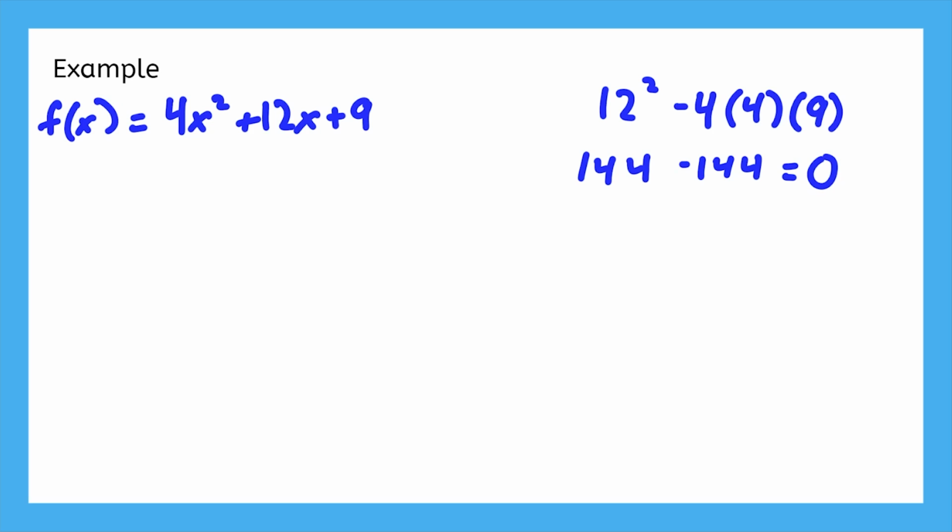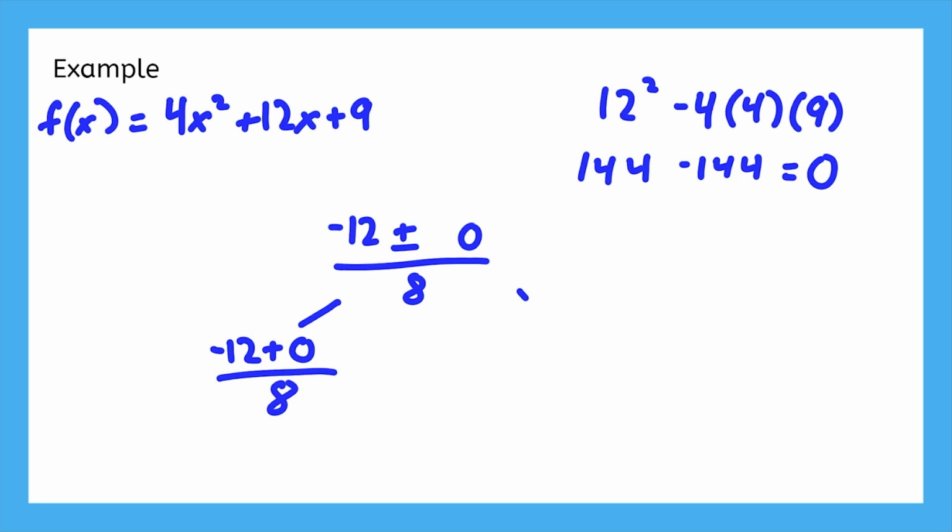When the discriminant is exactly 0, that means there is only one solution. Let's use the quadratic formula to see what it is. We've already worked out the discriminant and got 0, the square root of which is just 0. And the denominator will be 8. Now let's split these into a plus or a minus.